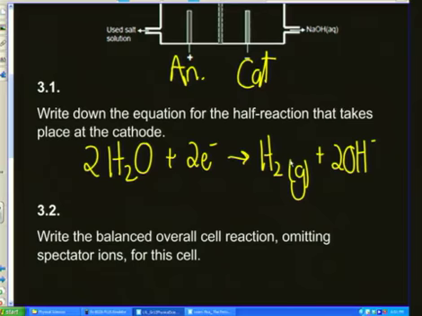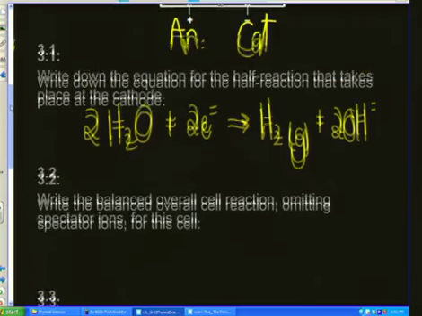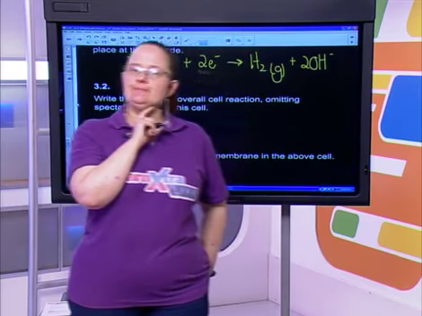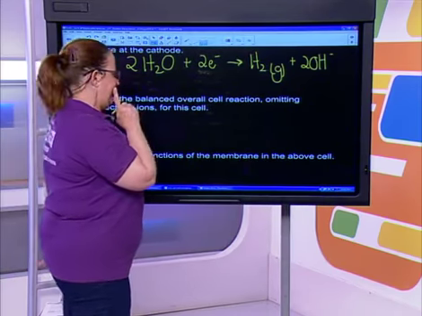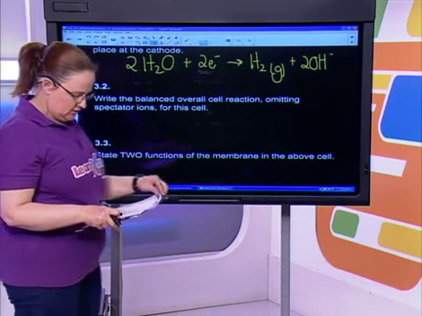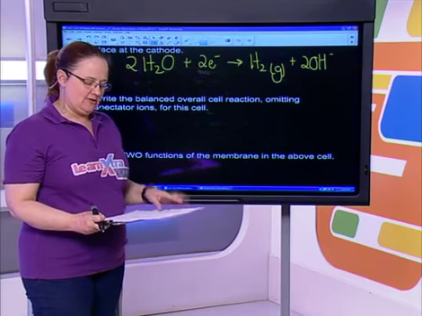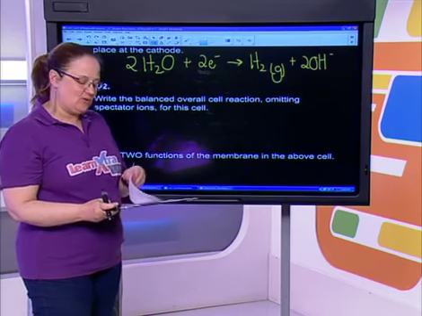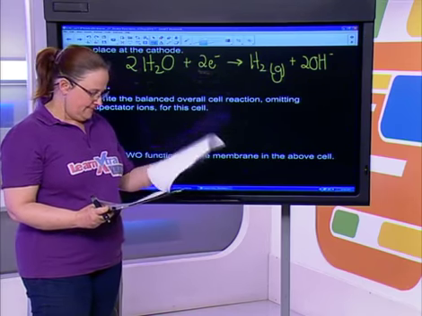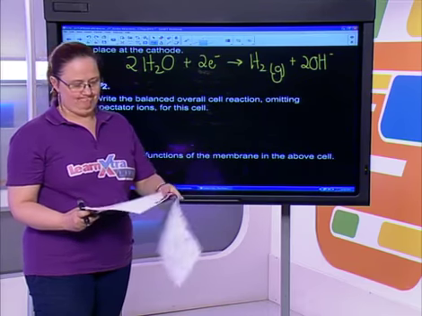Oh dear. Now, write the balanced overall reaction, omitting spectator ions. Now we've got to be careful because the one I gave you earlier included the spectator ion of the sodium. So now we're going, do they want the sodium? Do they not want the sodium? Now we think about it, we know the chlorine's getting made, and hopefully some of you are thinking with me. And the answer is no sodium.